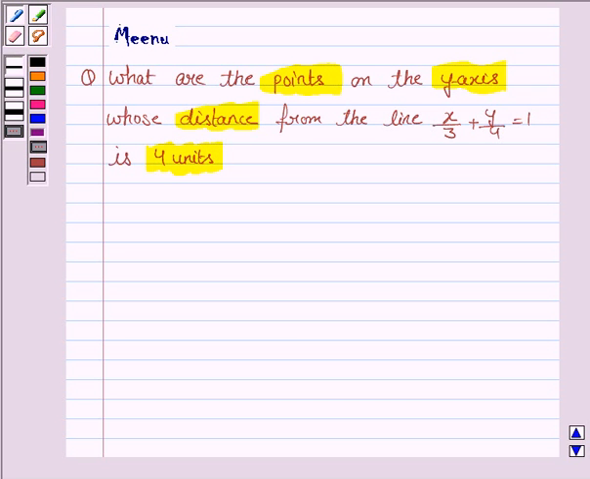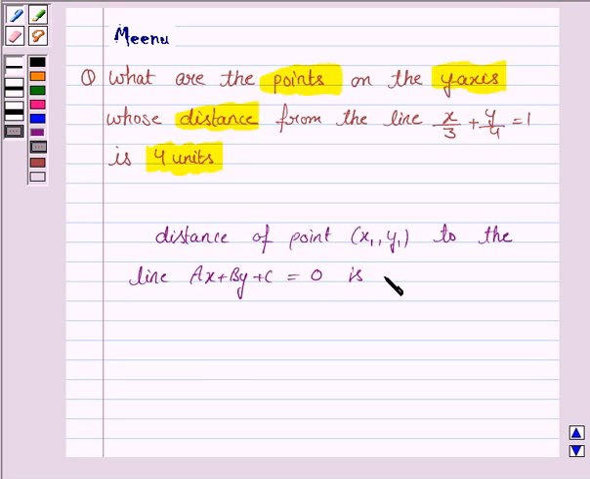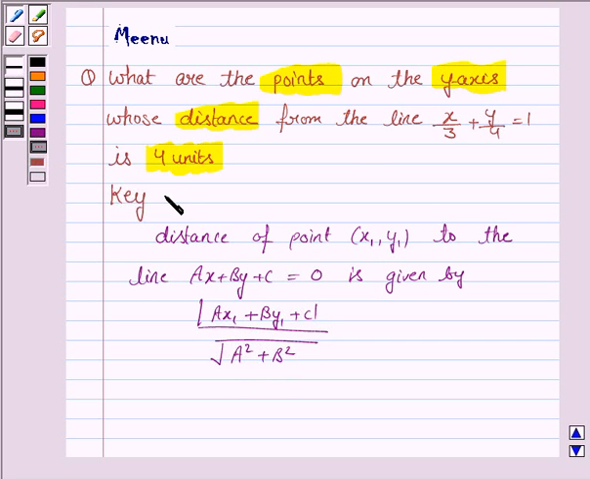To solve this question, we need to know the distance of a point, say x1, y1, to the line, say ax plus by plus c is equal to 0, which is given by mod of ax1 plus by1 plus c upon under root of a square plus b square. So this knowledge will work as key idea.